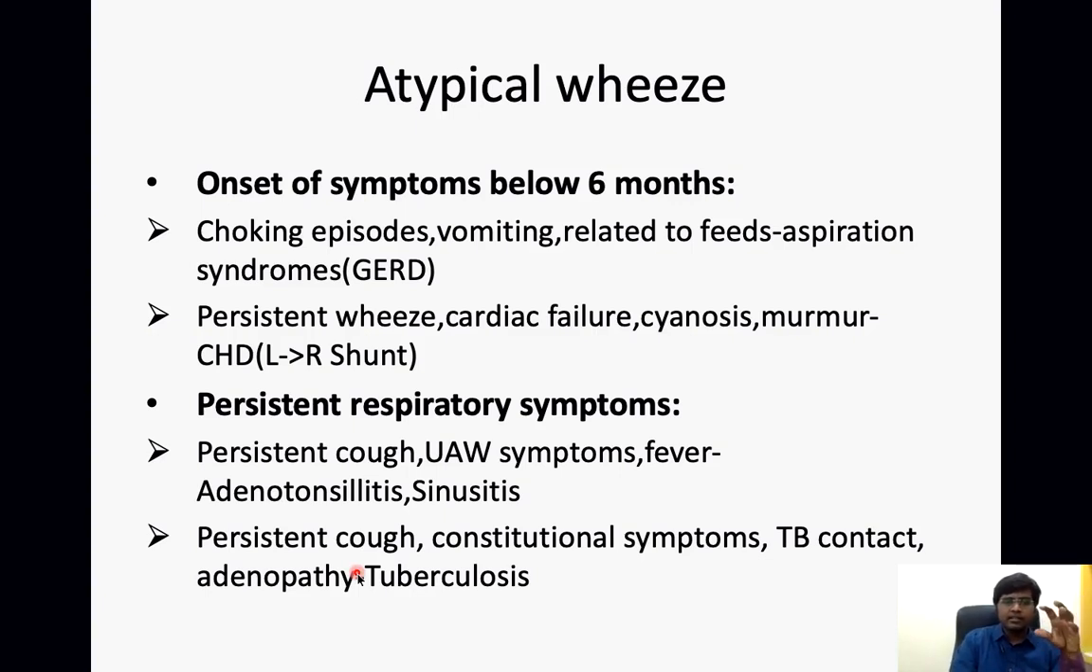And whenever there are persistent symptoms, for example, rhinosinusitis might present with a persistent postnasal discharge, or there may be persistent headache, persistent discharge from your nose beyond 2 weeks of duration, then you think of rhinosinusitis. And again, whenever there is a contact history of tuberculosis, or the child is having persistent lymphadenopathy, persistent cough beyond 3 weeks, you should also think of tuberculosis in our Indian setup.